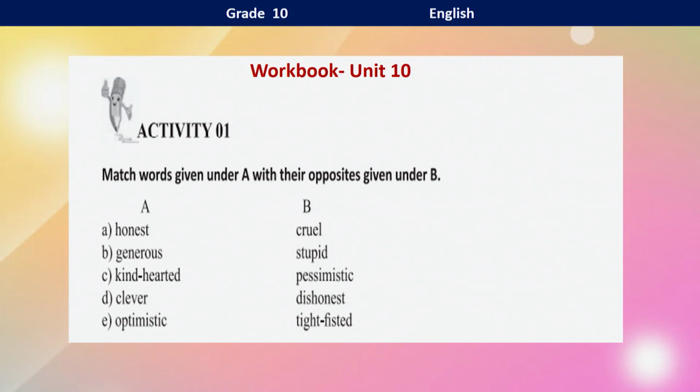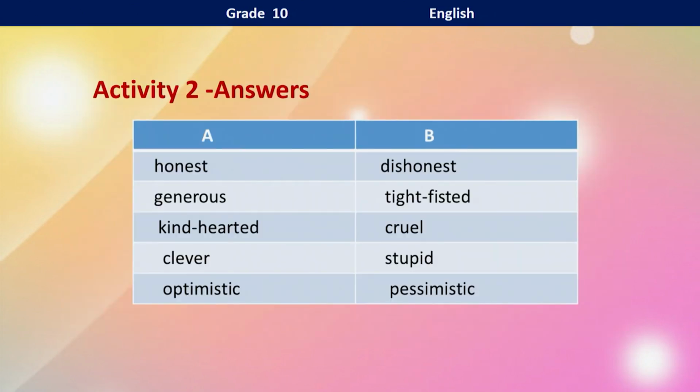So shall we check our answers? Yes, that's right. We'll discuss. Children, are you ready? Okay. We'll check our answers. The opposite of honest is dishonest, generous, tight-fisted, kind-hearted, cruel, clever, stupid, optimistic, pessimistic. Okay. So these are the words given to you in the workbook.